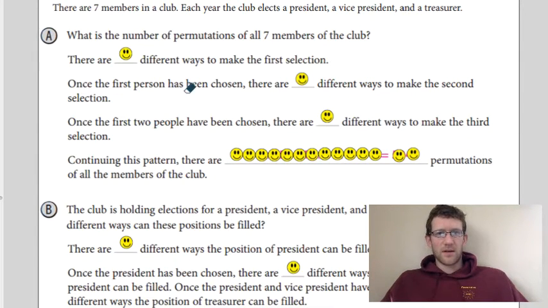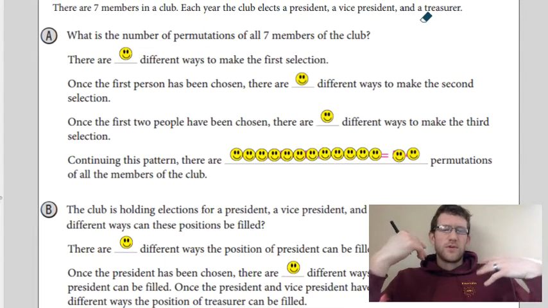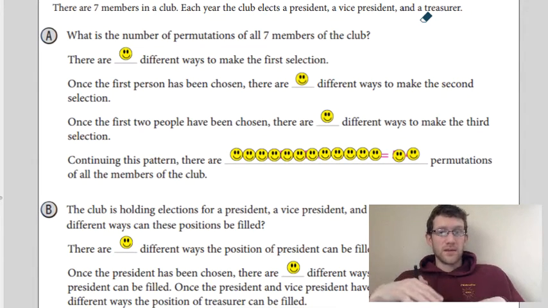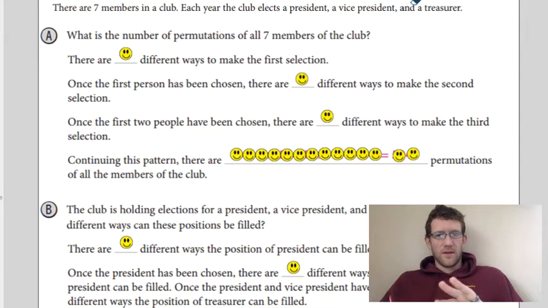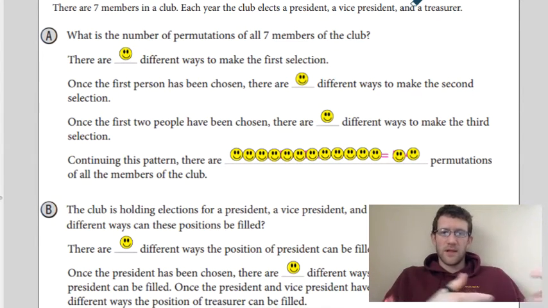There are 7 members in a club. Each year, the club elects a president, a vice president, and a treasurer, right? So there are 7 members. We're going to choose president, vice president, treasurer. And even though we talk about choosing one first, the order here really isn't important. We're just going to pretend we have to choose a president first, and then the vice president, and then the treasurer. But note here that the order doesn't really matter, but it helps us conceptually think of the probabilities by doing one at a time. So that's why we're doing it.